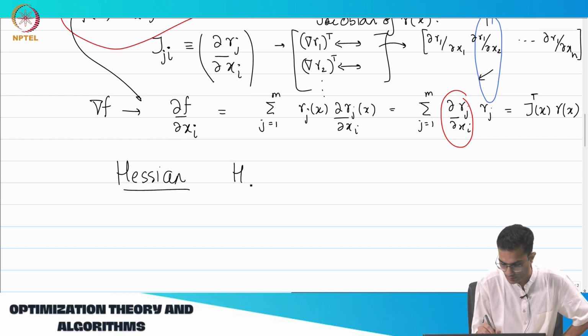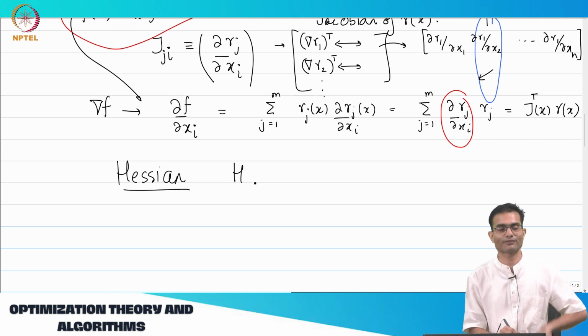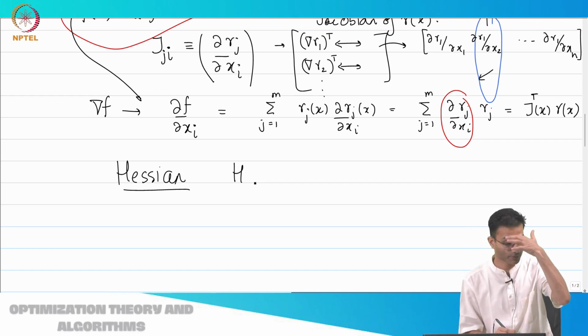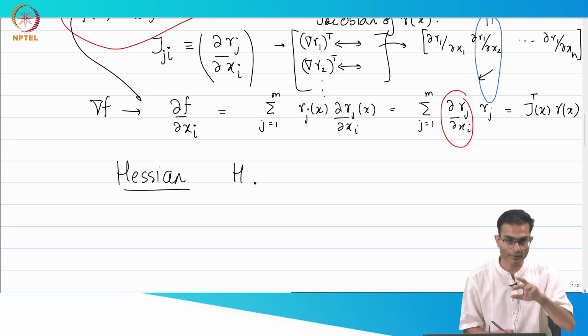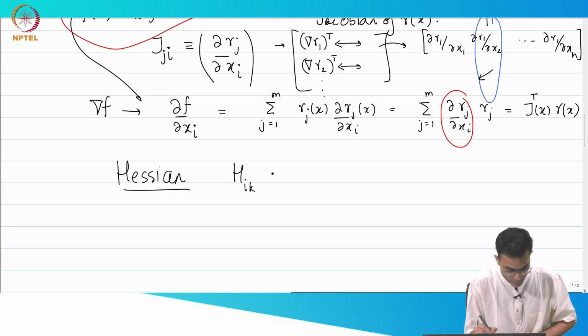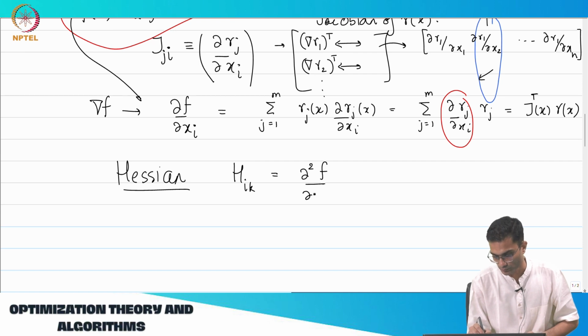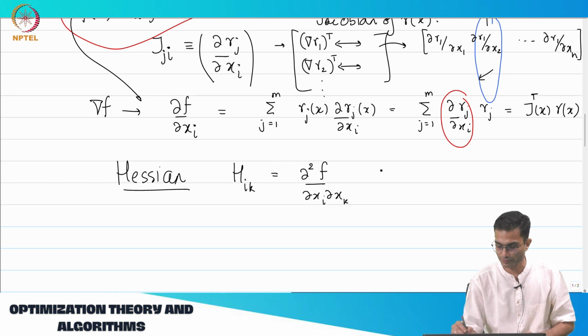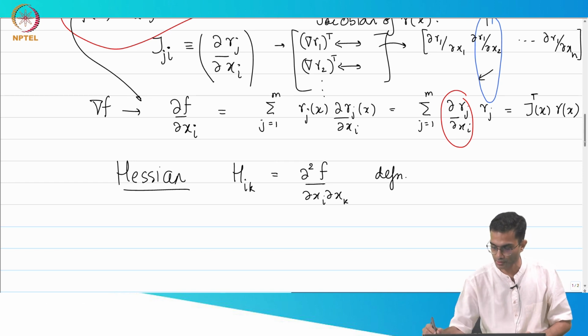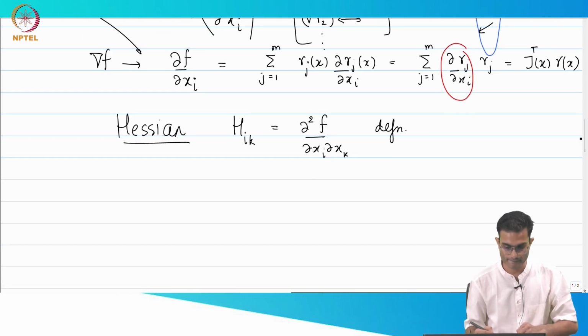Now, Hessian, again, I'm keeping j for the index of summation, so I'm going to use i and k so that I don't get confused. This is the definition of the Hessian.